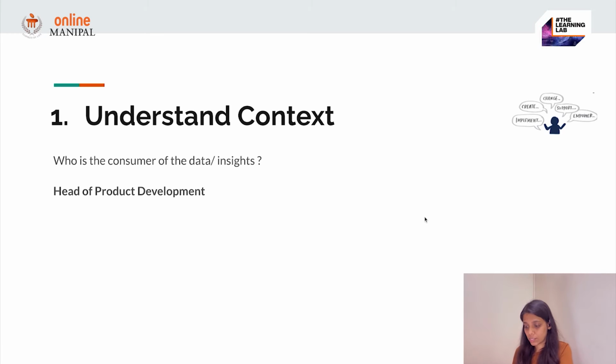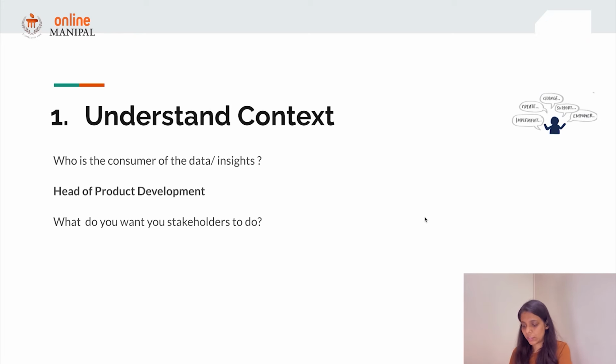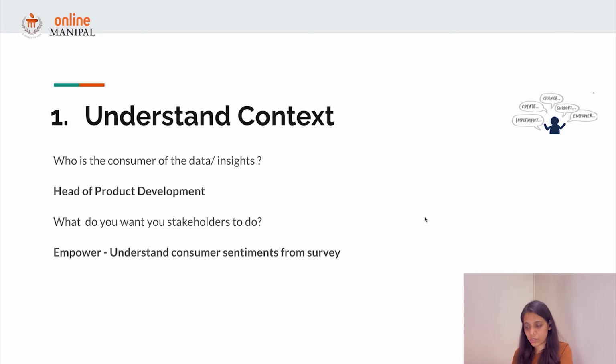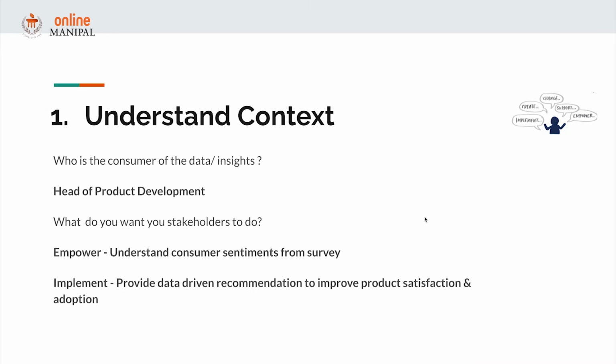The next question is, what do you want your stakeholders to do? We need to communicate to the product team the things that we have learned during the data analysis and what actions they should take based on the discoveries that we have made. Subtle changes, but they can have a major impact on the go-to-market strategy. That is, empowering the users to understand the consumer sentiments and implementing the data-driven recommendations.